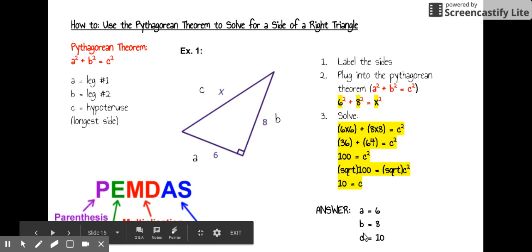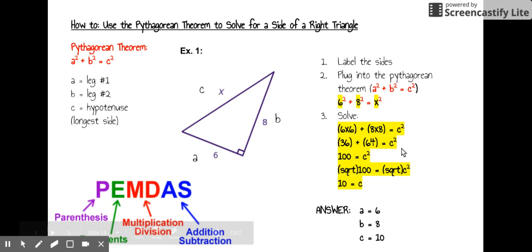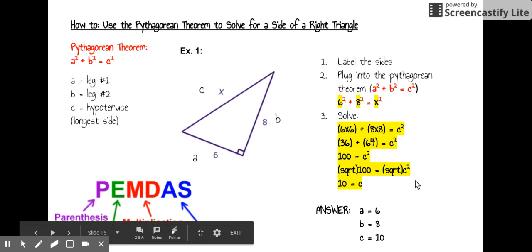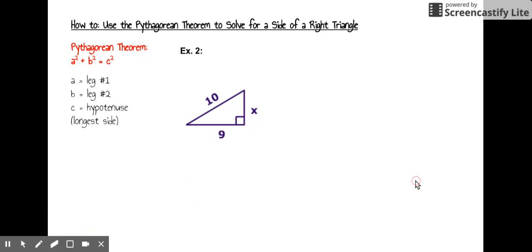So then we have our answer. A is equal to 6, B is equal to 8, and C is equal to 10. So there, we just solved our first right triangle using the Pythagorean theorem. If you plug those values back into the Pythagorean theorem and check, you get 6 times 6, 36, plus 8 times 8, 64. You get 100 is equal to 10 times 10, which is 100. 100 is equal to 100, and that checks out.